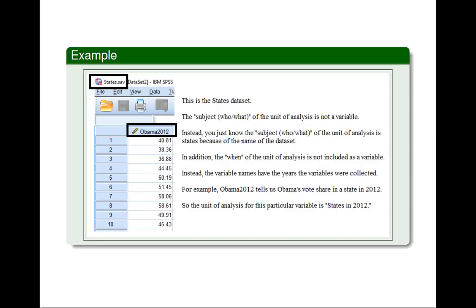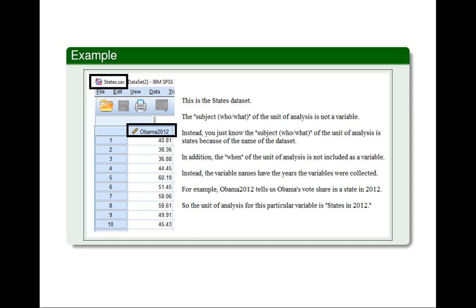Here is an example of a dataset where it is not clear exactly what the specific unit of analysis is for the dataset. The subject of the unit of analysis is not included as a variable name, but the name of the dataset is states, and all the data is from the United States, so it is acceptable to assume that the subject of the unit of analysis is the US states.